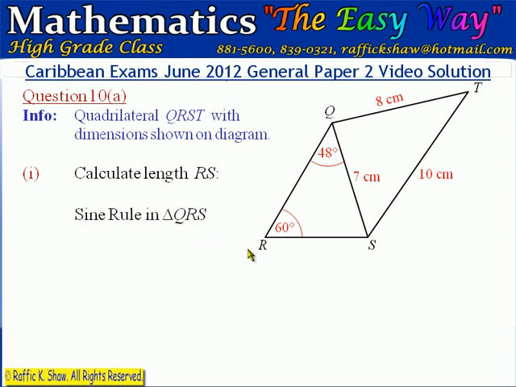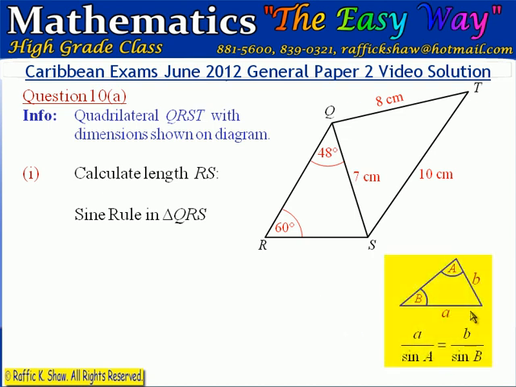So we are going to be using the sine rule to calculate the length of RS, and let's just have a look at the sine rule. And this is it here. In this triangle we have a capital A representing this angle and the opposite side being represented by a common letter a. And here we have a capital B representing this angle, and the side opposite is designated with a common letter b. And the sine rule says that the side a, which is here, divided by the sine of the angle opposite, which is this angle, is equal to the side b, which is here, divided by the sine of the angle opposite. So we can go ahead and apply this sine rule to this triangle here.